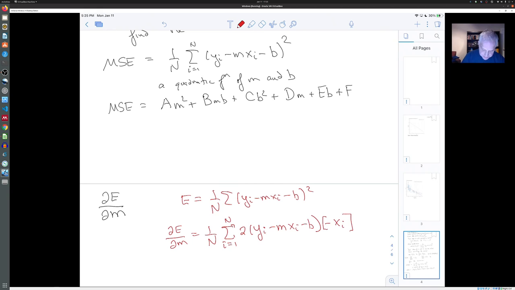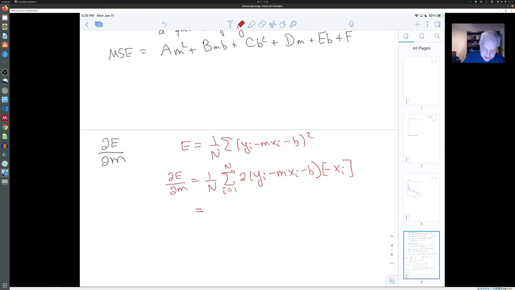And we can rearrange this a little bit for reasons that will make the later solution easier. Let's factor out the 2 and write this as 2 times the sum as i goes from 1 to n, factoring out minus 2, of yi xi minus m xi squared minus b xi. So I pulled out the 2, the 1 over n and the minus sign, and I'm left with xi yi, m xi squared and b xi.